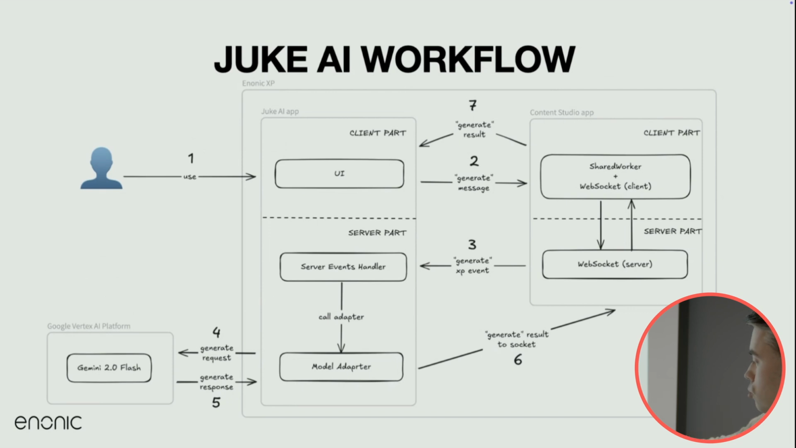Then we just send a regular request via REST to Gemini model and get the response, and then we just send it back via WebSocket directly to the Content Studio, and then the Content Studio application will share via browser events the data with the Juke AI, and that's how the user will see the result of his request.